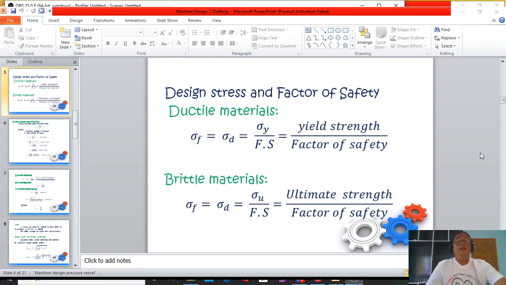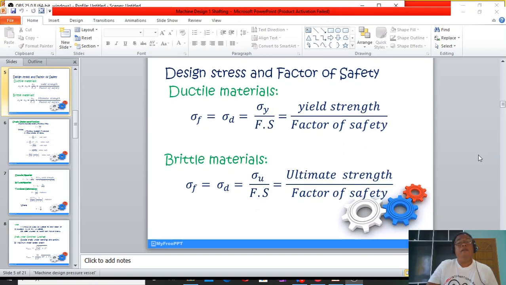Okay? Next, class, is design stress and factor of safety. So, for ductile materials, class, flexural stress equals the design stress equals the yield stress over factor of safety. And for brittle materials, that is sigma F equals sigma D equals the ultimate stress over factor of safety.